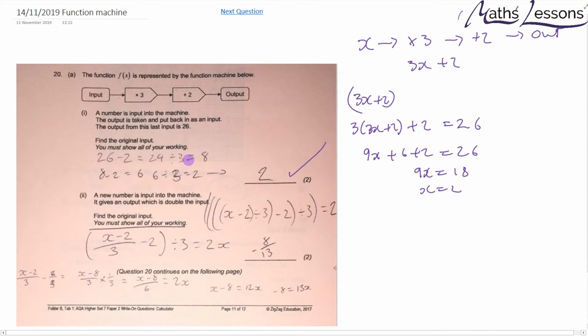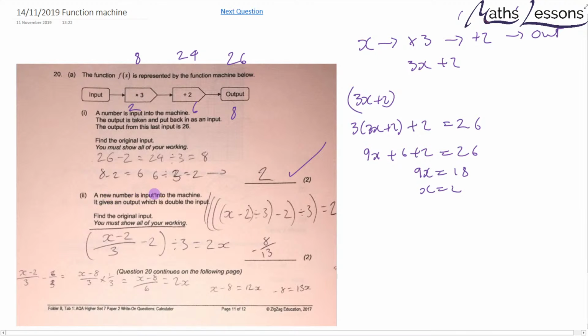Now, what he's done is gone backwards twice. So another way you could do it is you could start with your output of 26, take off 2, gives you 24, divide by 3 to undo this, gives you 8. And then go round again. So we're starting at 8. We take off 2, we get 6. We divide by 3, that gives us 2. And that gives us our answer by going backwards through the machine twice. And when you go backwards, remember you've got to do the opposite, minus 2 and divide by 3.